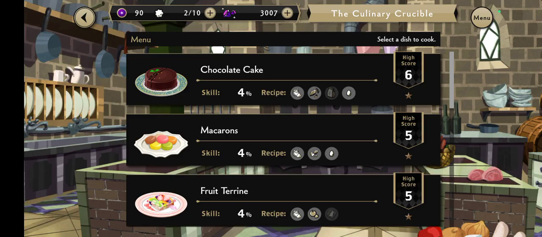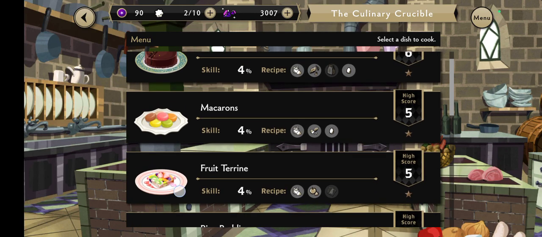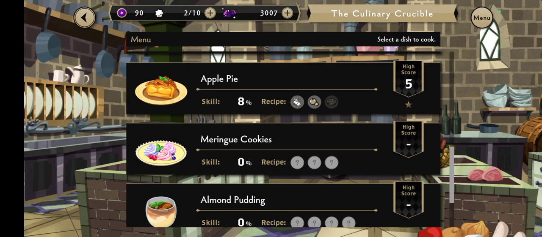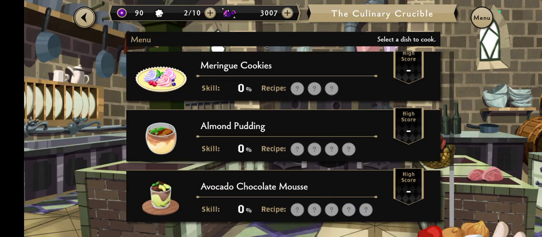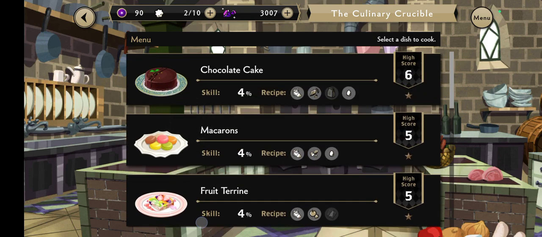So it's chocolate cake, which was sugar, cocoa, flour, and egg. The macarons we figured out were sugar, almonds, and egg. The fruit terrine was sugar, fruit, and gelatin. And the apple pie was sugar, fruit, and pie dough. So, well, we've got four. We're missing one, two, three, four, five. We're missing five. Okay, that's not bad.